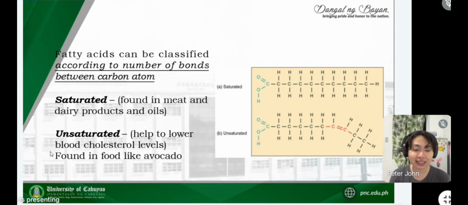Then, we have unsaturated. So, often, they are suggested by our doctors to use or to eat this unsaturated food such as this avocado. Yes po, si avocado yung pinaka-natural na source ng unsaturated.